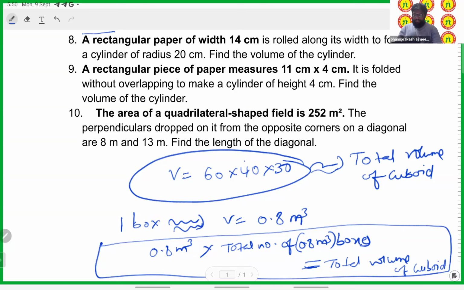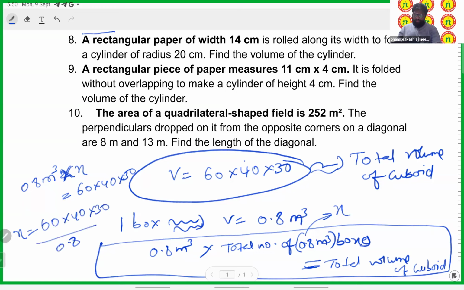So now what I'm doing here is, let the total number of boxes of 0.8 meter cube volume be x. So that will be 0.8 m cube into x is equal to 60 into 40 into 30. Now I am just transferring this 0.8 towards the right hand side. So that would be 60 into 40 into 30 by 0.8. After calculating, how much are you getting? 90,000.